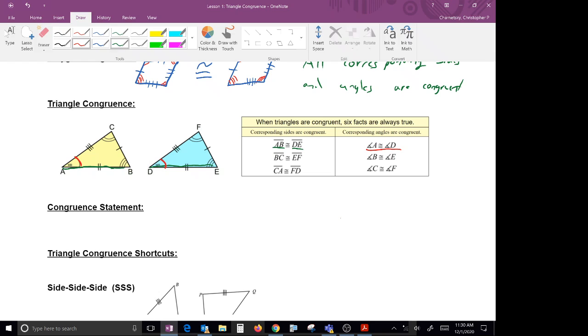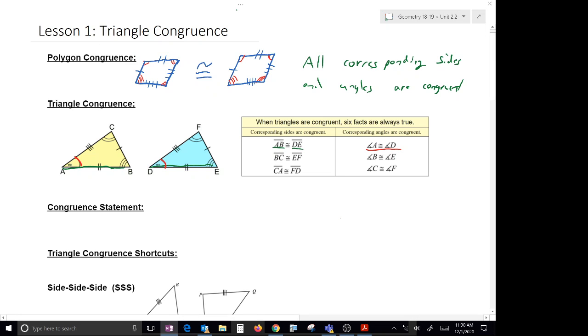A congruent statement is just a statement of what two triangles are congruent. And we write it like this: triangle. Now the order doesn't matter however I start out. I could do ABC, or it doesn't matter which initial letter I start out with. But I make that statement, and then I put my little congruent symbol to triangle, and I have to be very careful. I have to match up corresponding letters.